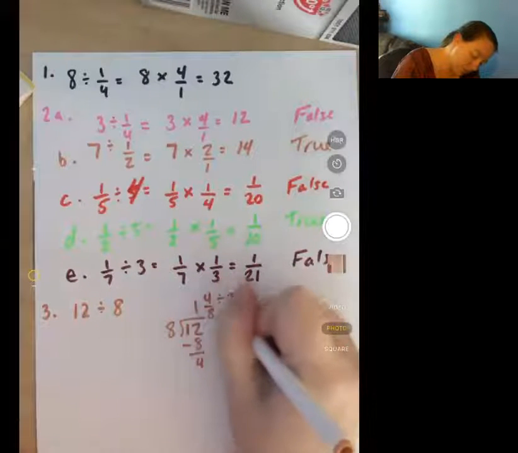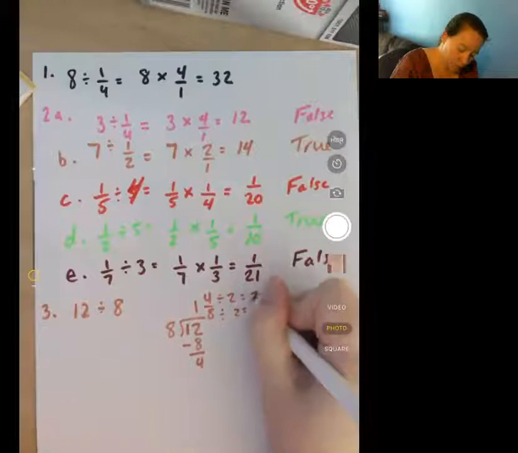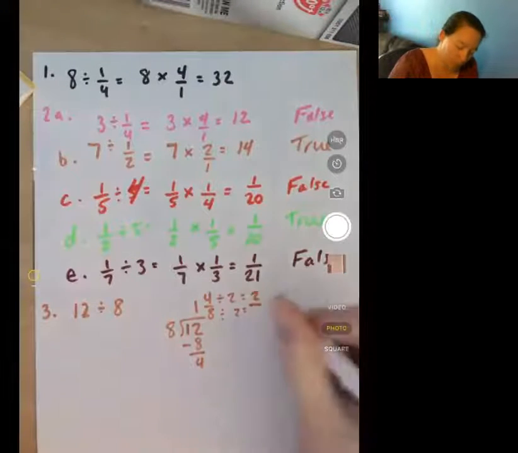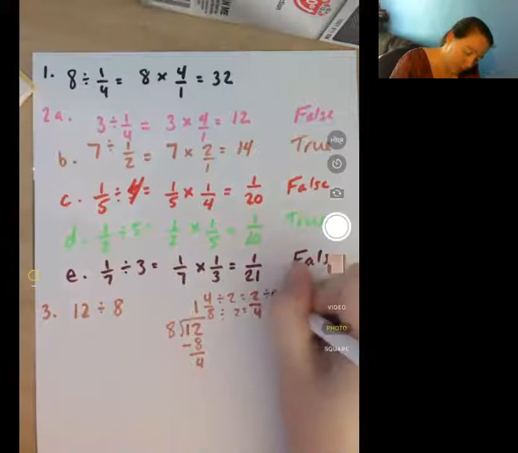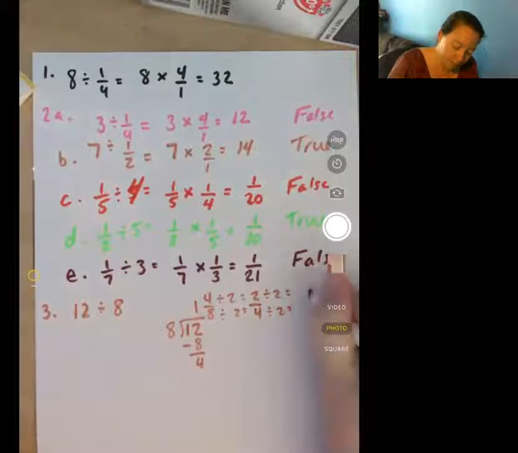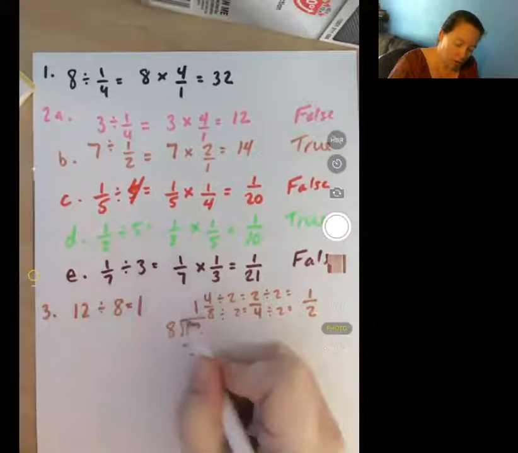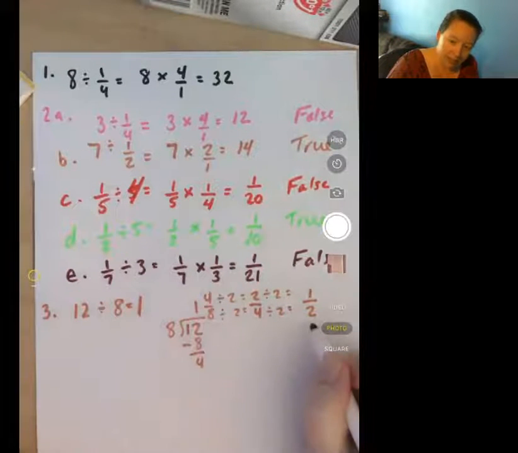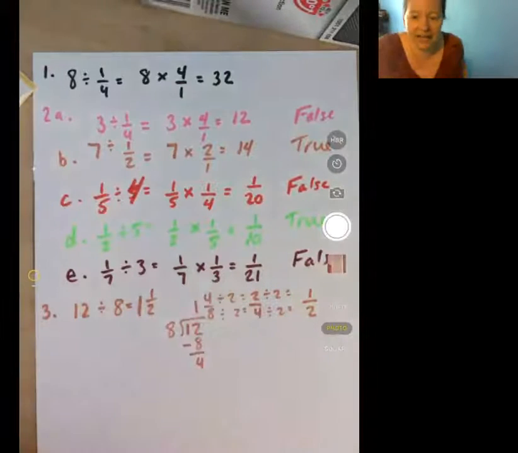So let's take out a 2. 4 divided by 2 is 2. 8 divided by 2 is 4. Can I take out another 2? They're both even. I can take out another 2. Divided by 2 again. 2 divided by 2 is 1. 4 divided by 2 is 2. So I have my whole number, which is a 1, all the way from the beginning. And then I have my simplified fraction, which is a 1/2 at the end.